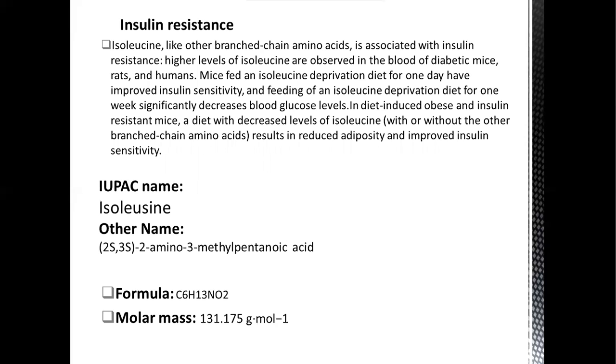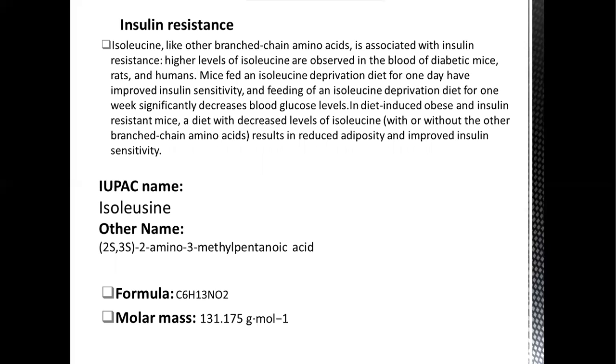Mice fed an isoleucine deprivation diet. This is an experiment conducted on diabetic mice to observe the role of isoleucine in living organisms. Mice fed an isoleucine deprivation diet for 1 day had improved insulin sensitivity, and feeding of the isoleucine deprivation diet for 1 week significantly decreased the blood glucose level. In diet-induced obese, insulin resistant mice, a diet with decreased levels of isoleucine, with or without other branched-chain amino acids, resulted in reduced adiposity and improved insulin sensitivity.